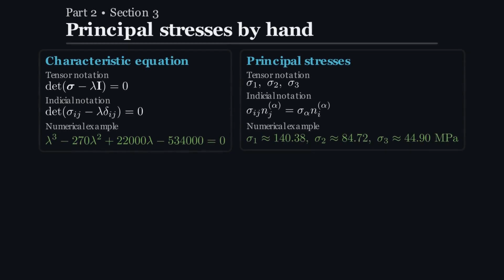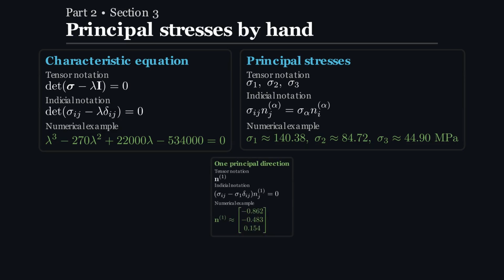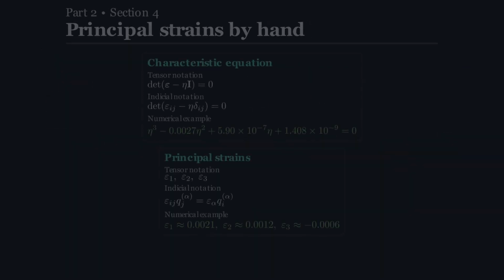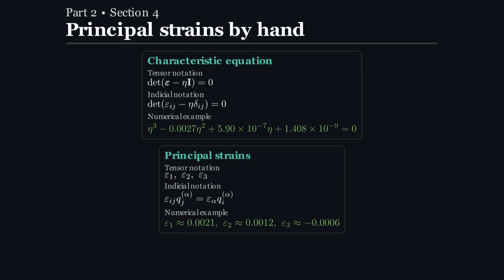Principal stresses come from the eigenvalue problem. We first write the tensor equation, then its indicial form, and only then the numerical roots of the characteristic polynomial. Once the principal stress is known, a principal direction follows from the homogeneous linear system. The same eigenvalue idea applies to strain. Again, we show tensor notation first, indicial notation next, and then the numerical principal strains.